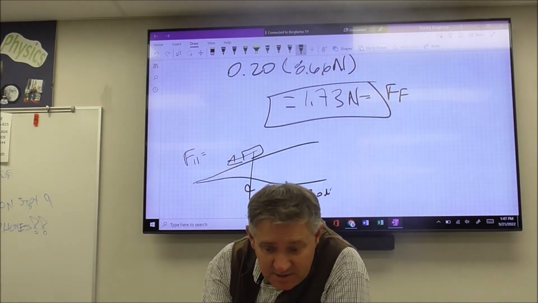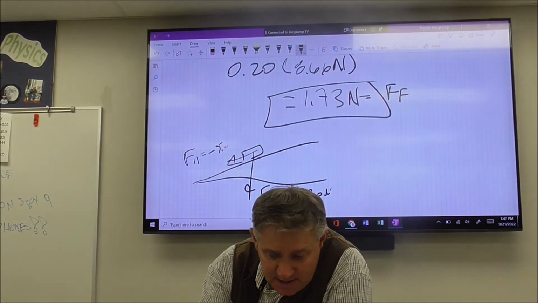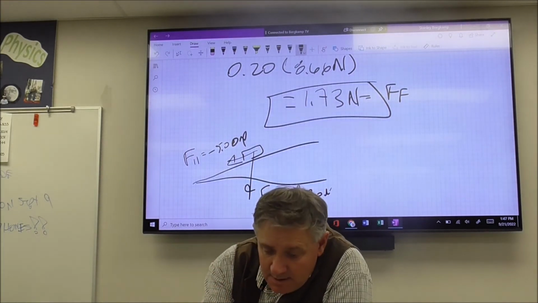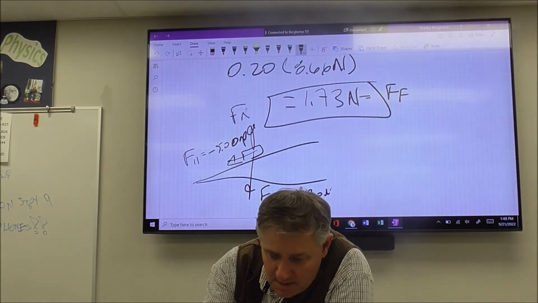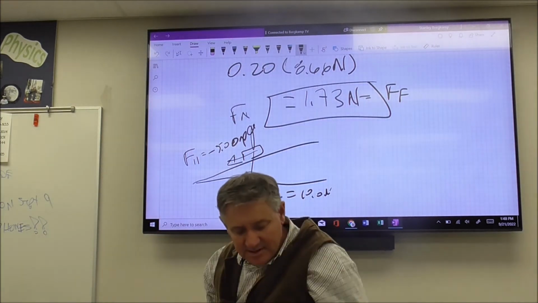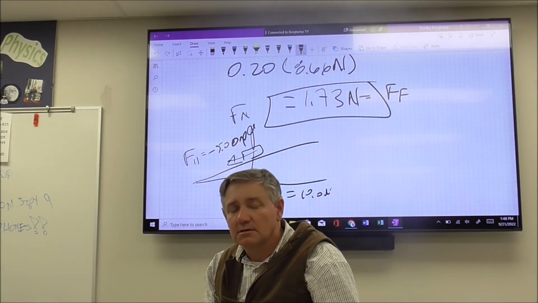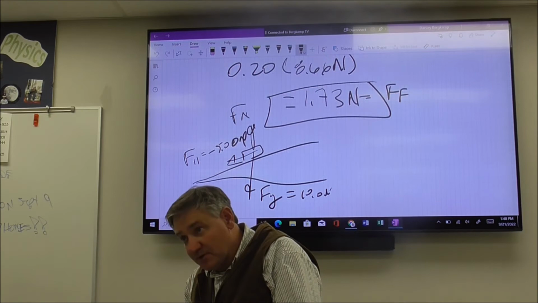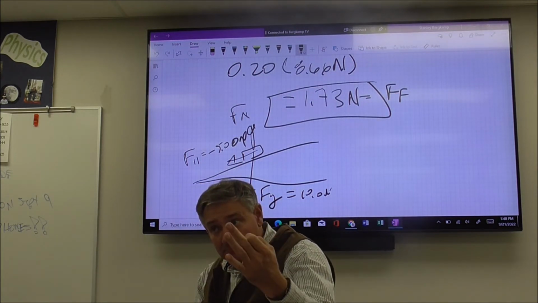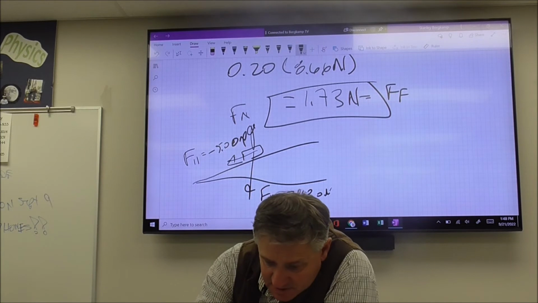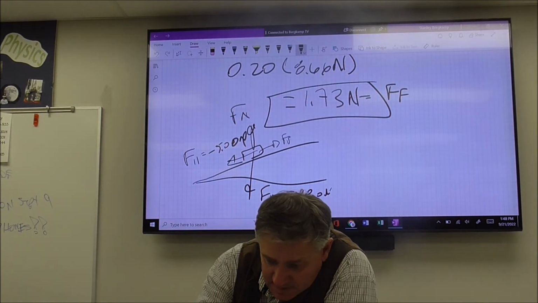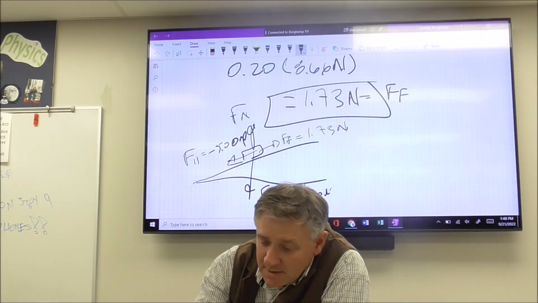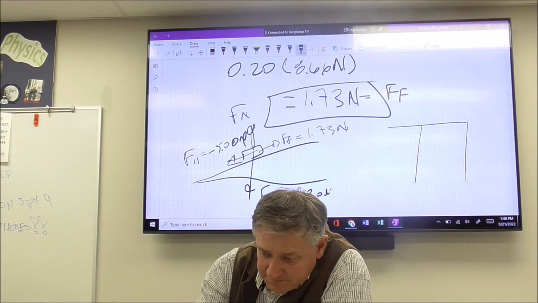So, if you're going to stick with that force parallel being -5 newtons, that's cool. You can do that, it's -5 newtons. Here's your force normal. But since I'm going to let go of this thing, which direction is my force friction going to act? Up the hill. So therefore, we have to make that a positive value. So my force friction then is going to be 1.73 newtons.